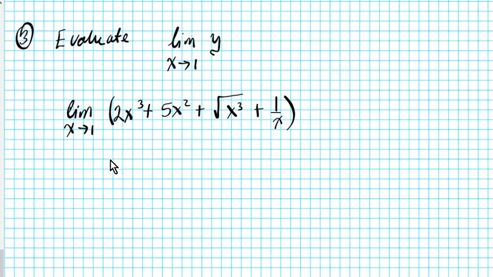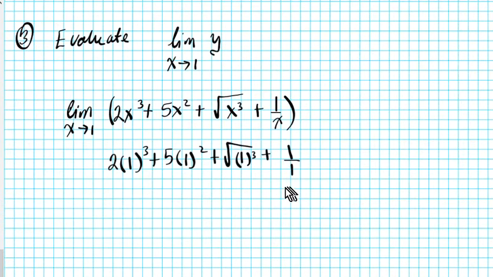So for this, you're just going to evaluate. You have 2 times 1 to the third plus 5 times 1 squared plus the square root of 1 to the third plus 1 over 1. Just substitute and see what happens. Okay? If you simplify using your order of operations, you have 2 plus 5 plus 1 plus 1. 2 plus 5 is 7. 7 plus 2 is 9. Okay? So what does this mean?